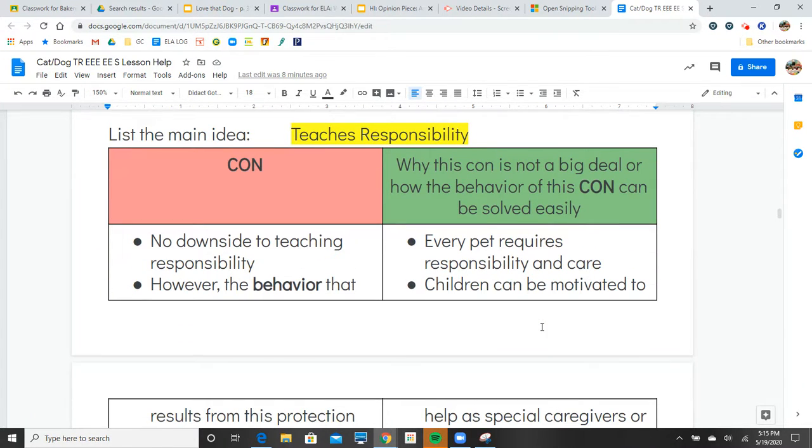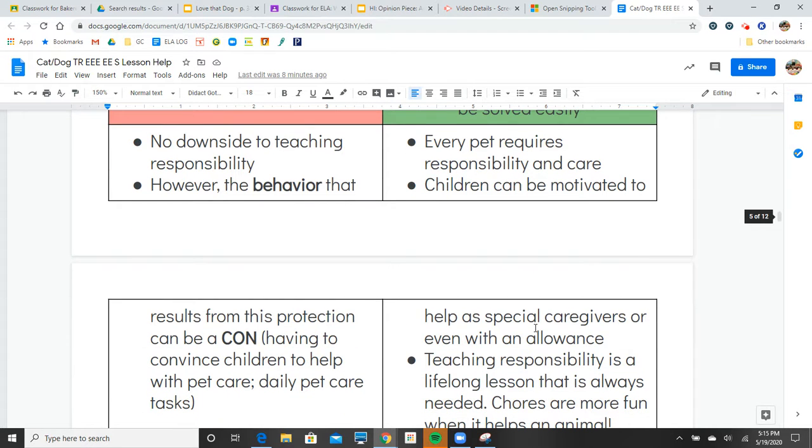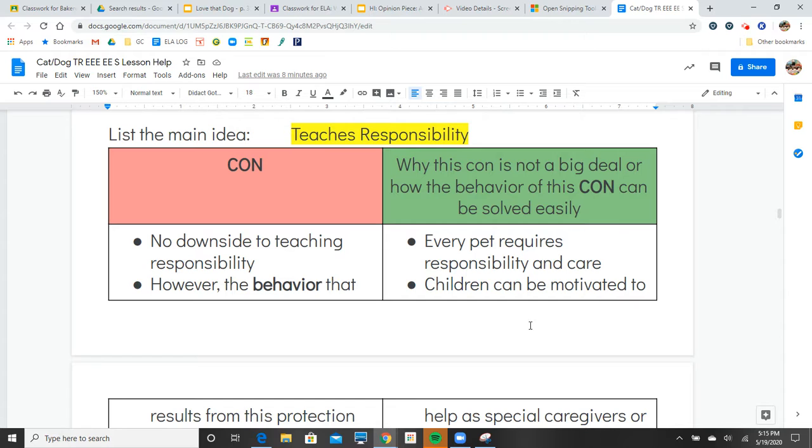Teaching responsibilities works well with cats and dogs, and there's no downside to teaching responsibility. But the behavior of taking care of a pet can be negative if an owner is considering that they may not have time to do so and want to enlist the help of their children. They may not have time to take care of a pet daily and will look towards other family members to also help out. Now, that might be a negative part if a parent thinks that a child will not help out or other family members.